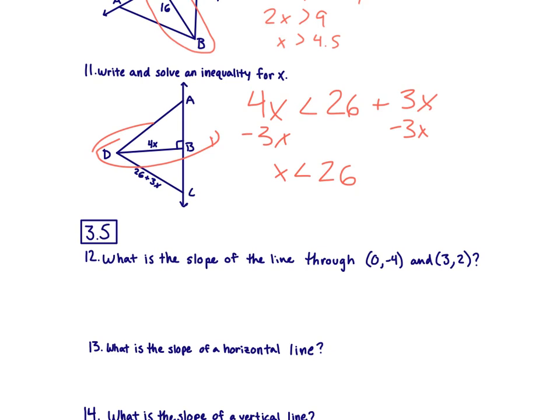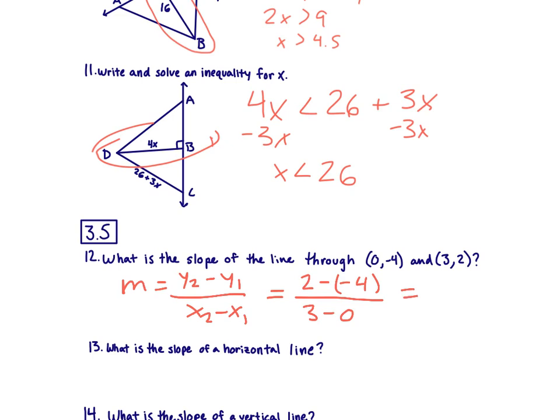For 12, we know that to find the slope, we have y2 minus y1 over x2 minus x1. So what's our y2? 2 minus y1, negative 4, over 3 minus 0. So you get 6 over 3, which simplifies to 2. So our slope is 2.